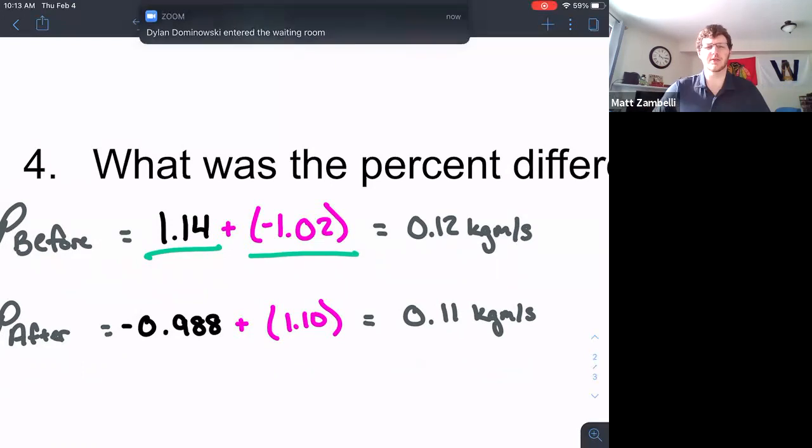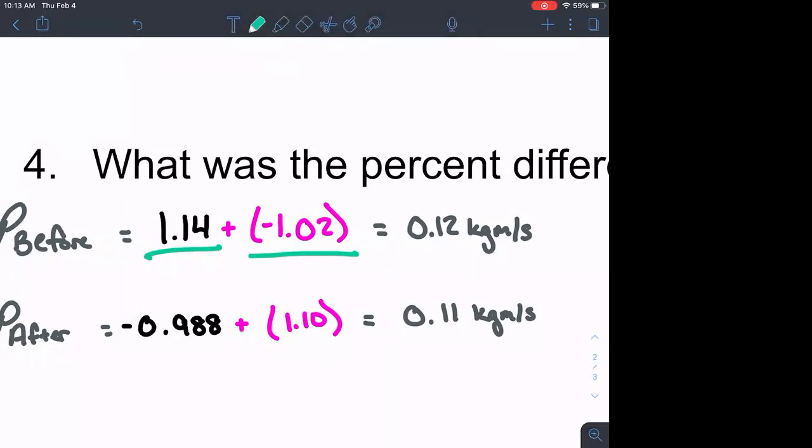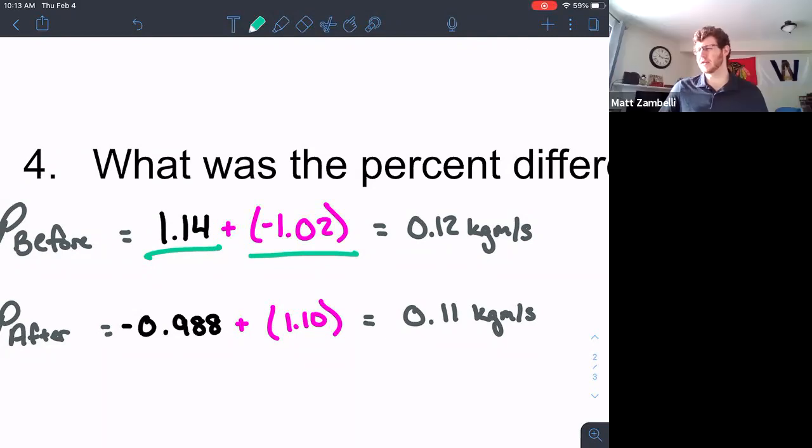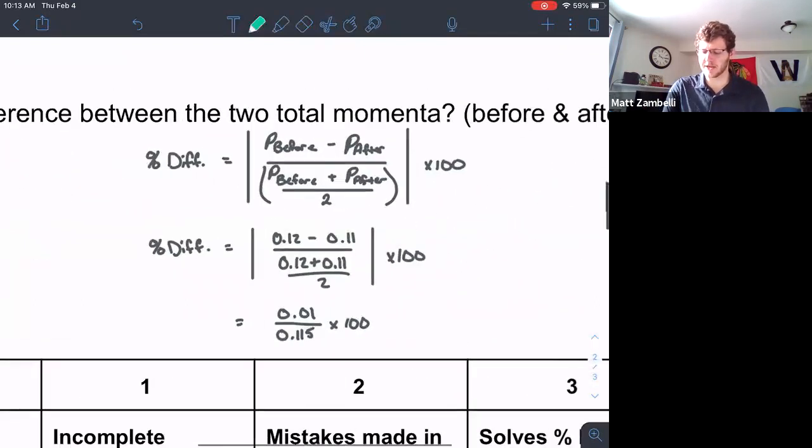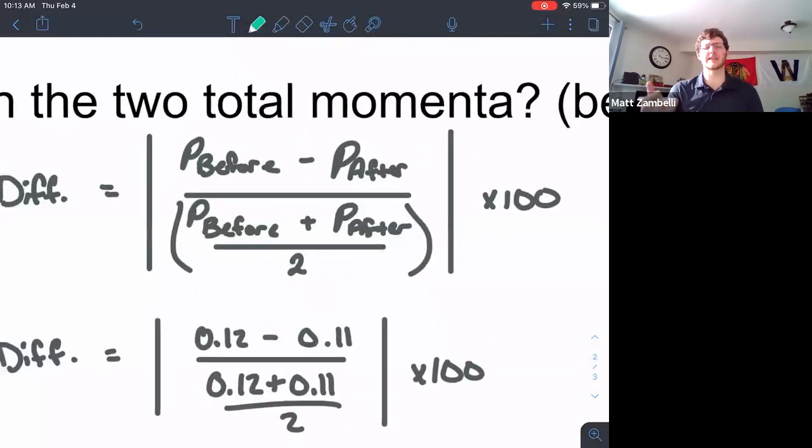And these all have two significant figures because remember, for addition and subtraction, we just look at the smallest decimal place value. Once I did that, I made sure I did my percent difference equation. So I found my before minus my after divided by the average, so my before plus my after divided by 2.